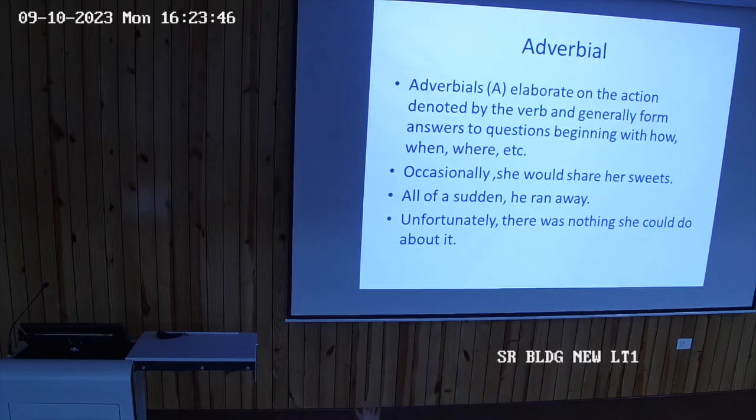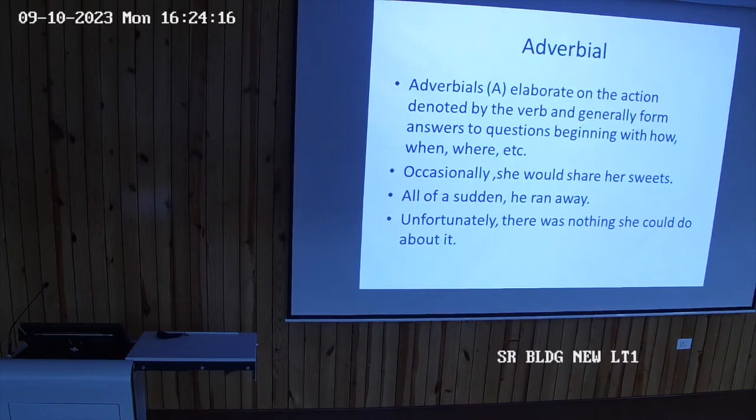Let's see an example. Occasionally she would share her sweets. Now what is the verb here? Share. And the term occasionally is about how she is sharing her sweets. So she shares her sweets occasionally. तो occasionally क्या है आपका? Adverbial है. Adverbial का एक और feature ये होता है कि adverbial is the most mobile element in a sentence. It can be used anywhere.